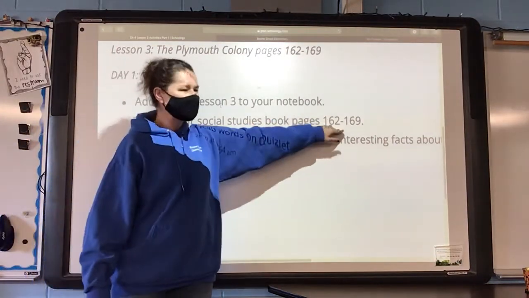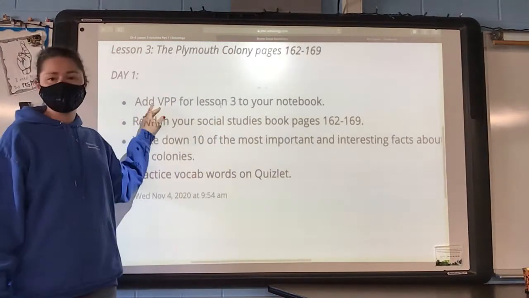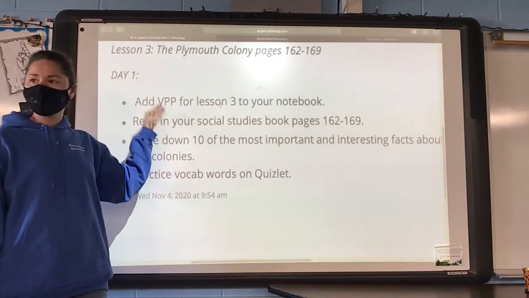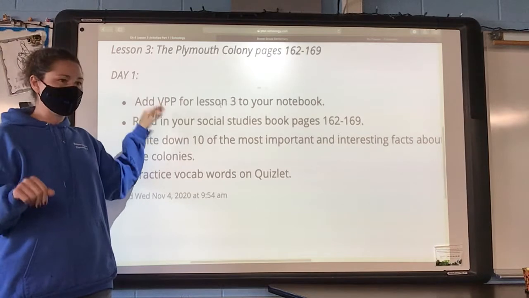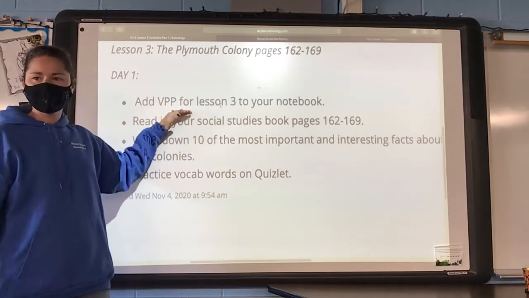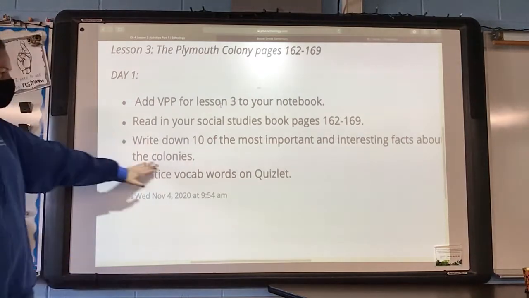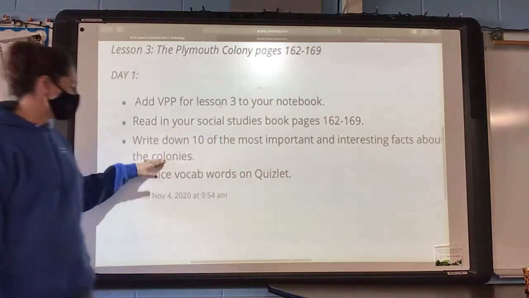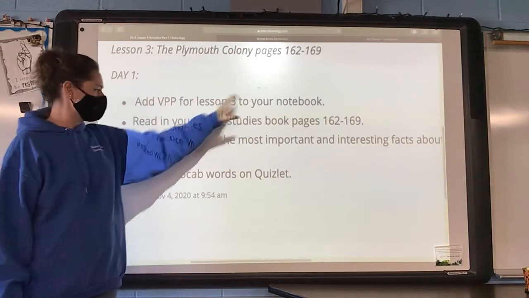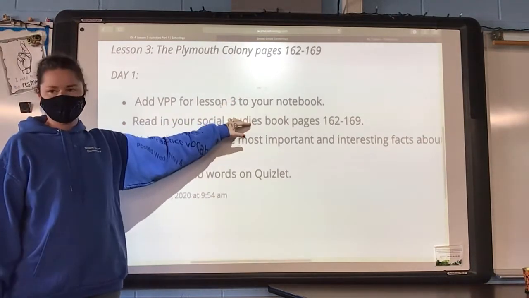So while I'm reading, I could ultimately do this at the same time, right? As I come to a bold word or a bright yellow highlighted word, I write it down, I write the information next to it. I could do these things at the same time, okay? Write down 10 of the most important and interesting facts. Again, I could do this and this while I'm reading.